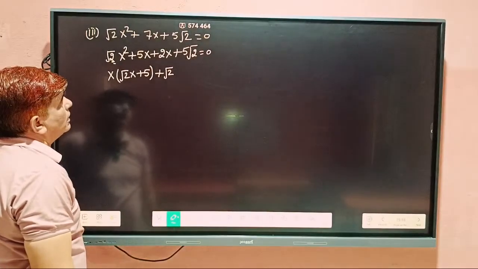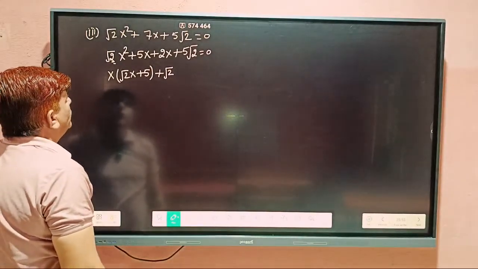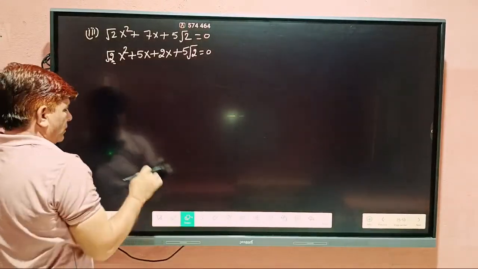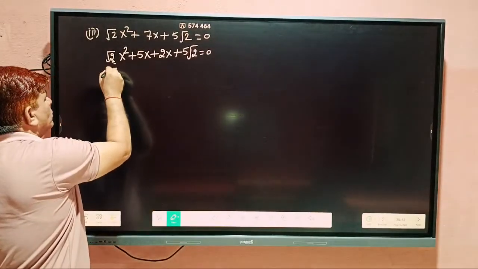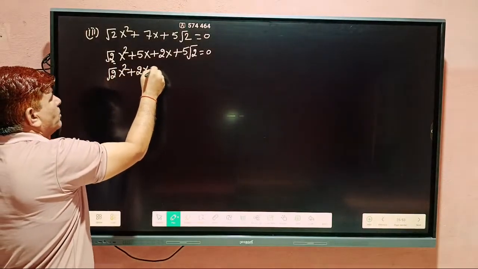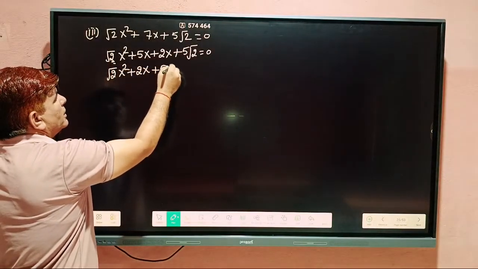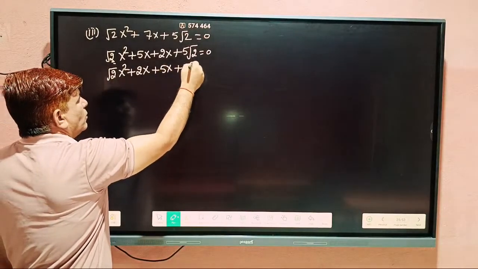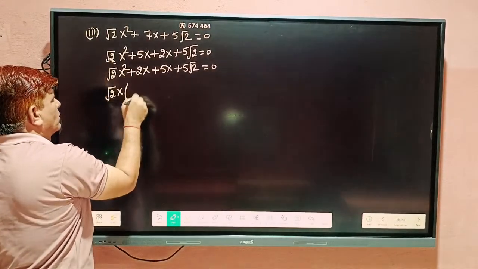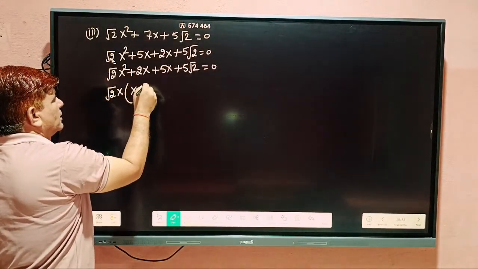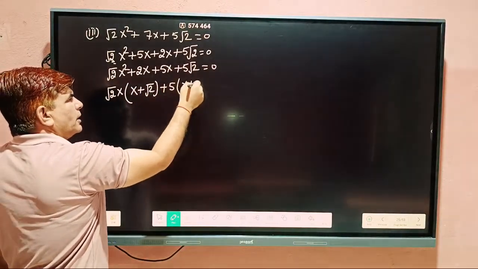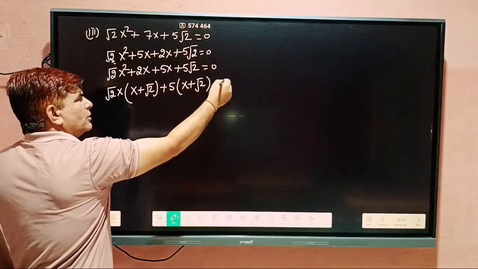Or we can show it like this also. How can we solve? Here root 2 we have taken common. Or we can write it like this, if you don't understand the simple way. We can arrange it like this: root 2 x square plus 2x plus 5x plus 5 root 2 equal to 0. So what's common? Root 2 x is common. So what's left? x plus root 2 is left, plus 5 taken common, x plus root 2 is common, equal to 0.